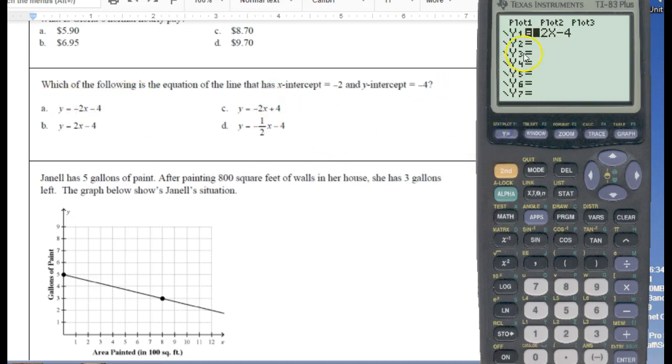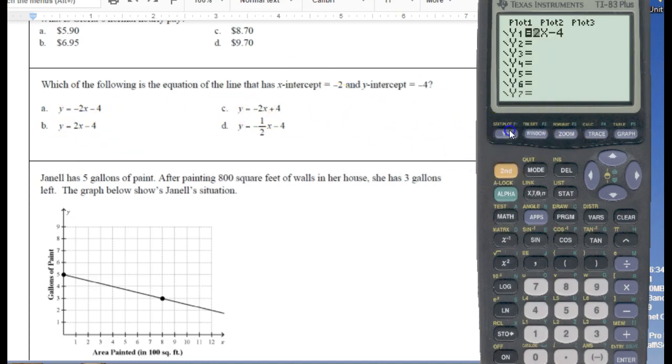Let's test one of the other ones. I can also get rid of something. This is a delete key. And the only difference in this equation and that one is I delete the negative there. So let's just delete it and then hit graph. Oh, is that going through the x-intercept at -2? No, that's going through the x at +2. So it's not B. Let's try C.